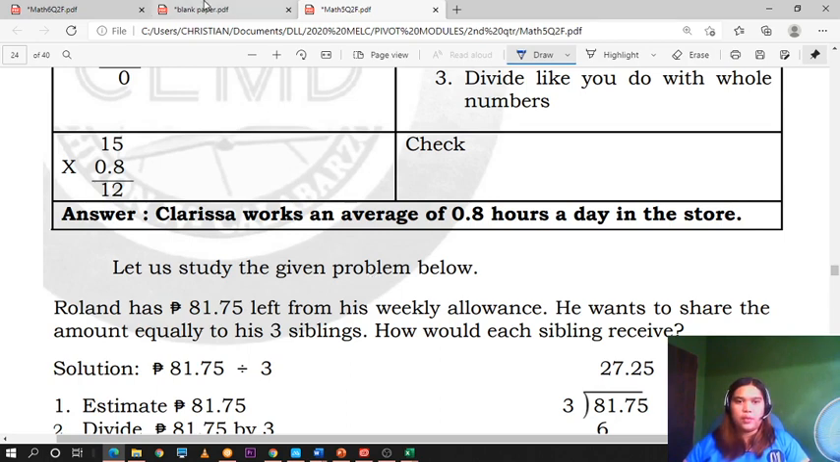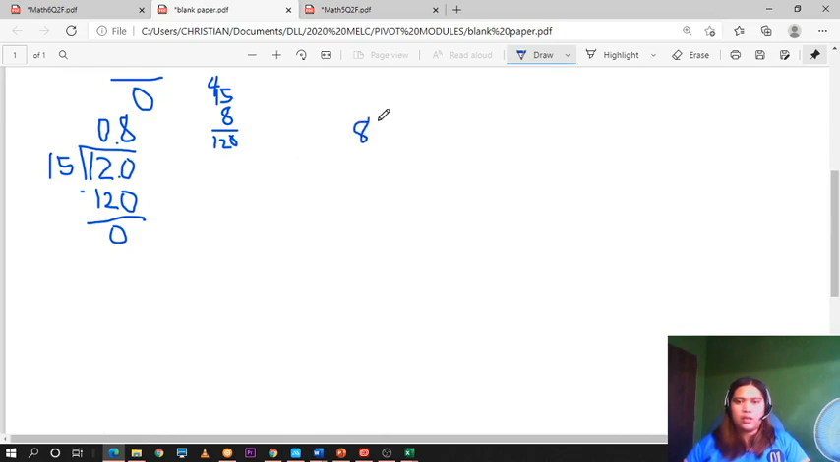So, ganun po ulit. So, 81 and 75 hundreds divided by yung 3 siblings. So, 8 divided by 3 is 2. 2 times 3 is 6. 8 minus 6 is 2. Bring down 1. 21 divided by 3 is 7. 7 times 3 is 21. 21 minus 21 is 0.